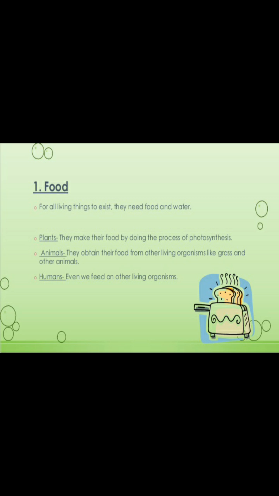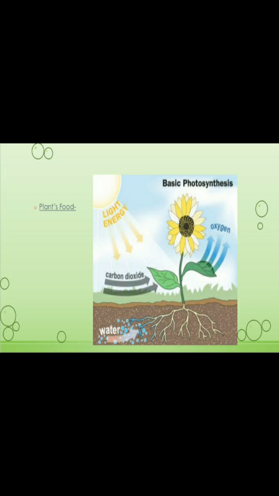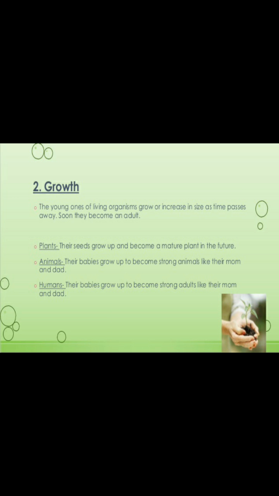Food. For all living things to exist, they need food and water. Plants, animals, and humans, we all need food. Plants make their food by the process of photosynthesis. Already we have learned about the process of photosynthesis, how leaves prepare food for the whole plant. Animals obtain their food from other organisms like grass and other animals. Third one is humans. We feed on other living organisms, and also on non-living things. So plants, food, photosynthesis.